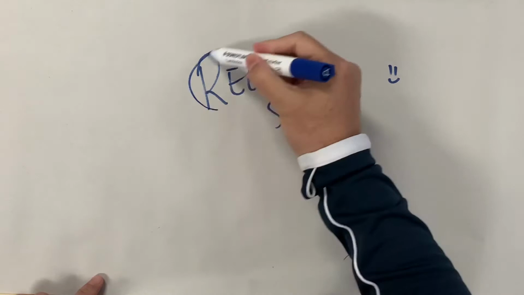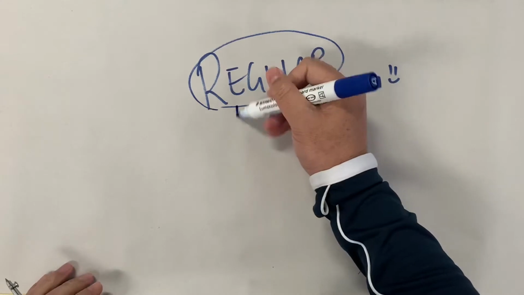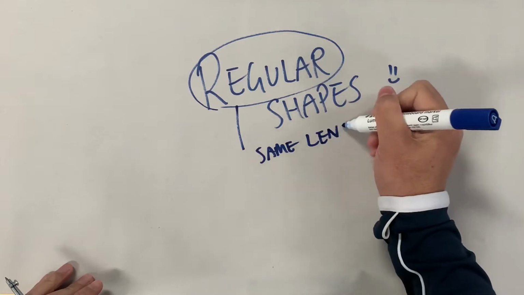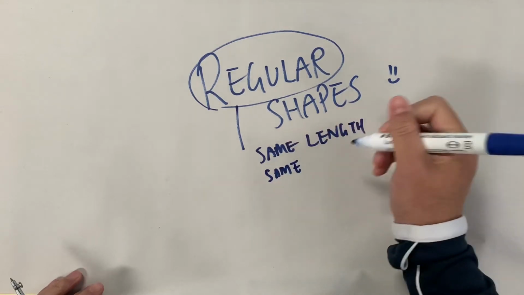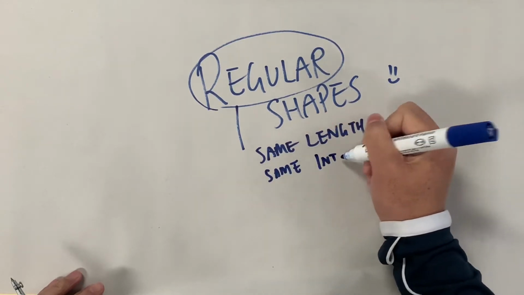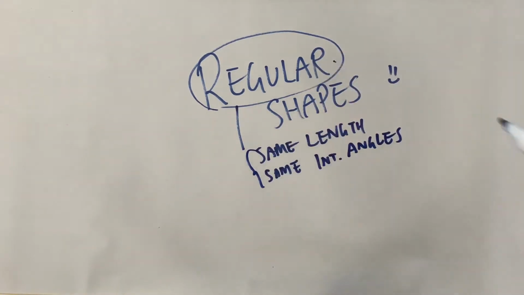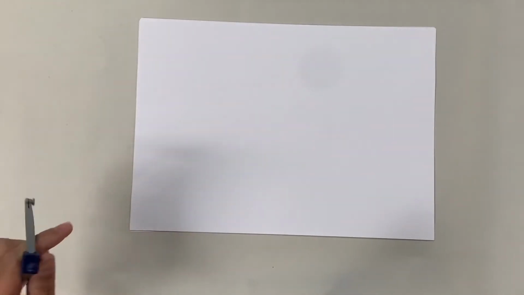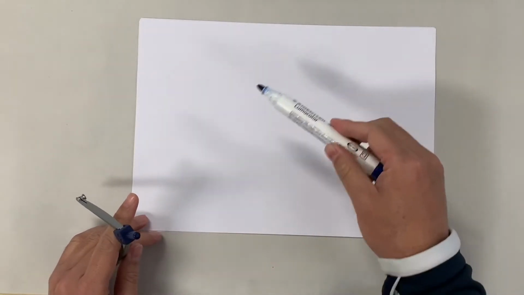Now, regular here does not mean normal or ordinary. It actually means same length and same interior angles. That's something people may have some misunderstandings of regarding regular shapes. So a regular triangle has to have all three sides the same, and all the interior angles should be the same.